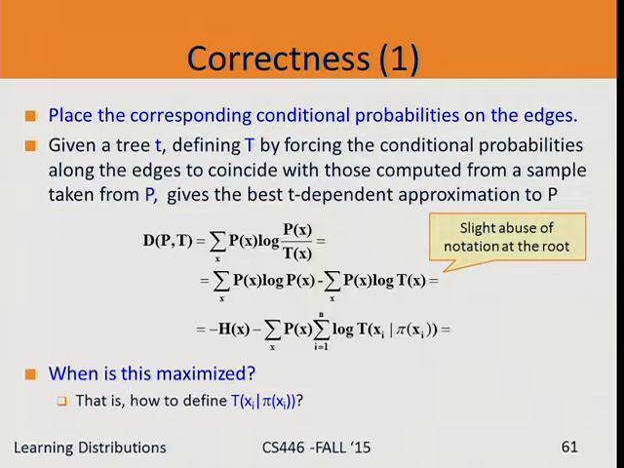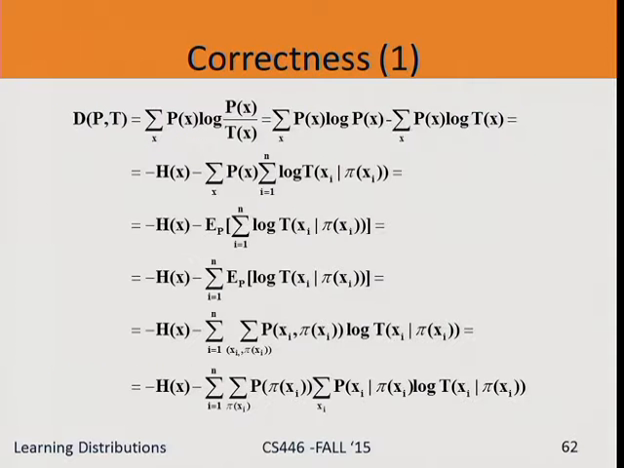Okay, so I want to argue that this expression is maximized where this T of X_i given pi of X_i, what I need to place here is P of X_i given pi. So I'm going to do a little bit of algebra and then get to a stage where we can prove this. Okay. This is the same thing. I did this step before. So this is the sum over all X, P of X, this sum, which is essentially an expectation, according to P, of this expression. And here what I'm doing is I'm just exchanging the expectation with the sum. So the expectation of this sum is the sum of the expectations of this.